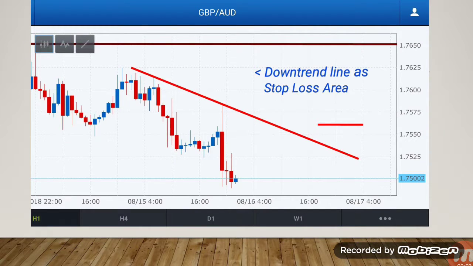Now, in terms of taking advantage of this expected downtrend, we went to the 1-hour chart where we identified the formation of this downtrend line, and the stop loss was going to be placed above that downtrend line to protect the trade as the market continues its bearish movement.